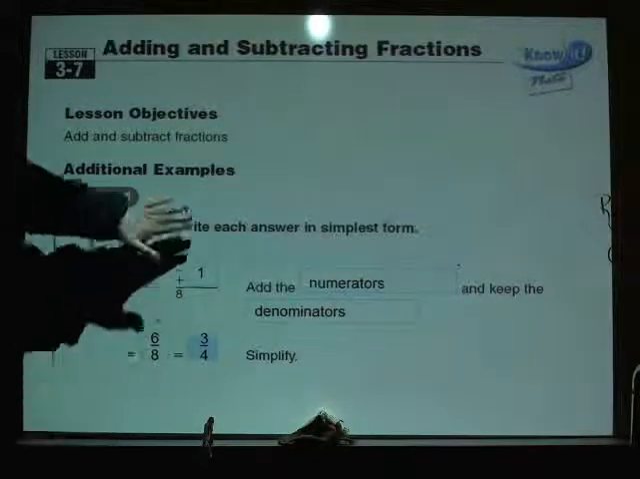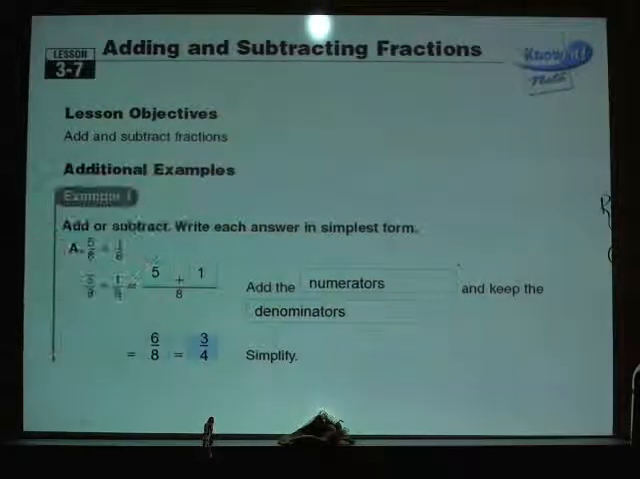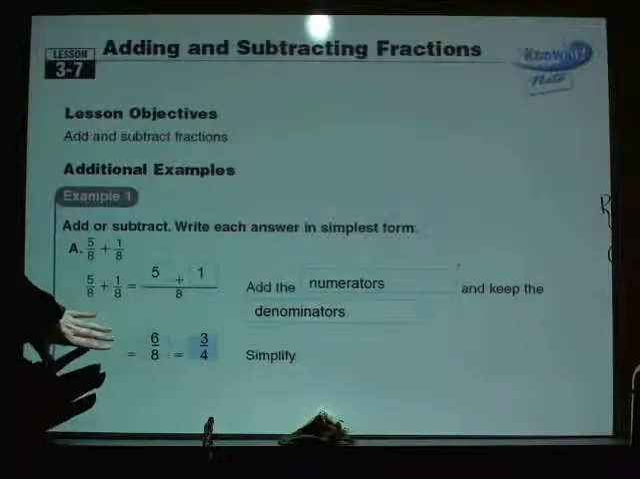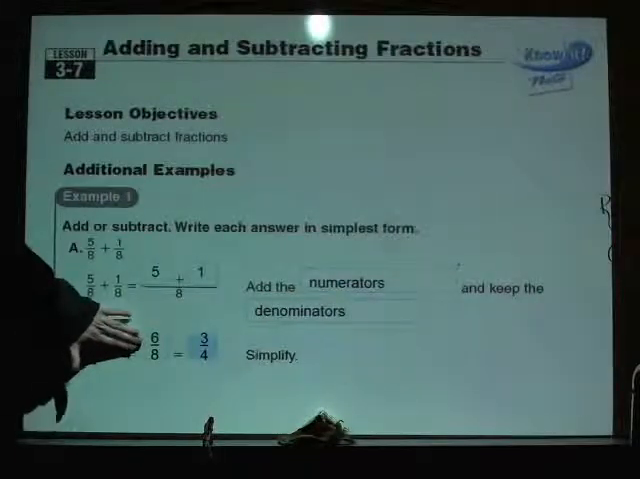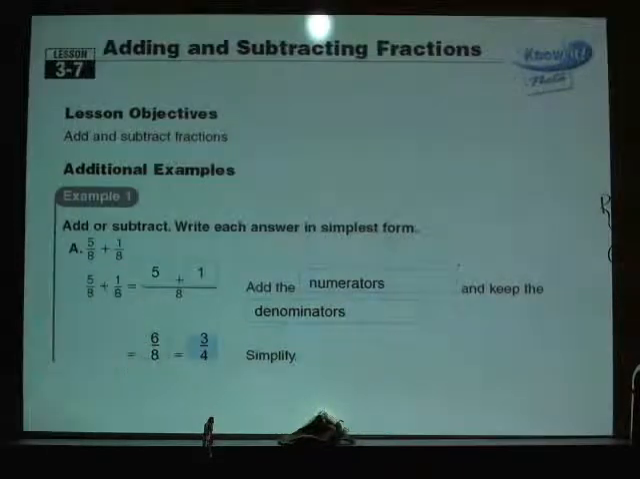Now, at this point, then, they apply what they're asking for in the second part of the directions here, which is the simplest form part. They're reducing that fraction, which we've already learned how to do. They're taking out the greatest common factor. Well, the greatest common factor of 6 and 8 is 2.